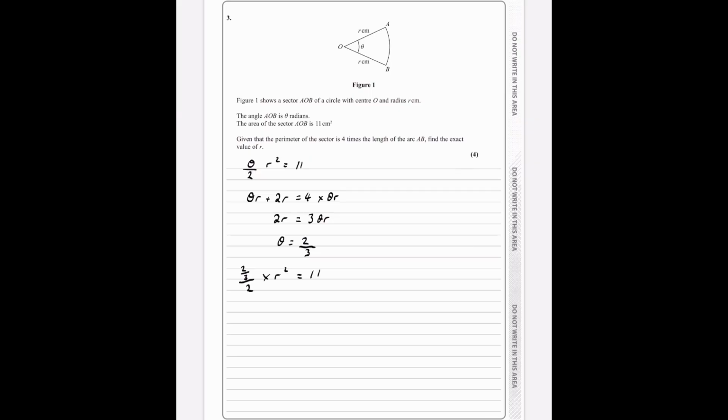We can take our 2/3 and substitute it into the first equation. So 2/3 over 2 times r squared is 11. Therefore r squared is equal to 33. r is equal to root 33, which does not simplify.